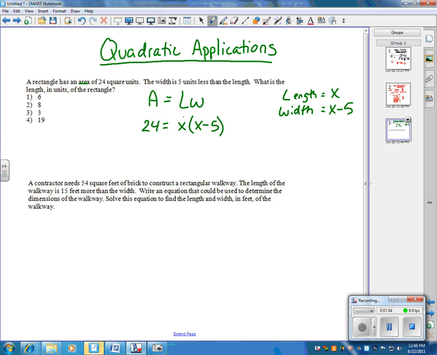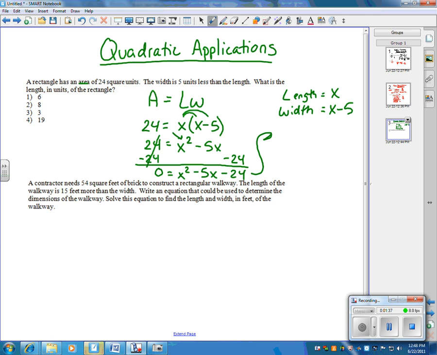So first thing we're going to do is distribute, one of our common properties that we use. So x times x would be x squared, and x times negative 5 would be negative 5x. And this equals 24. Next step, we have to get all of our terms near this x squared term. So we're going to subtract 24 on both sides. And I'm going to be careful not to combine it with something that I shouldn't. So on this side we have 0, and then we have x squared minus 5x minus 24.